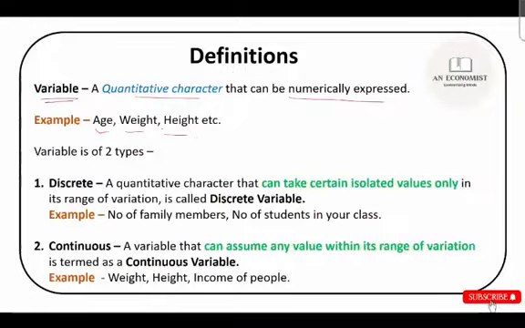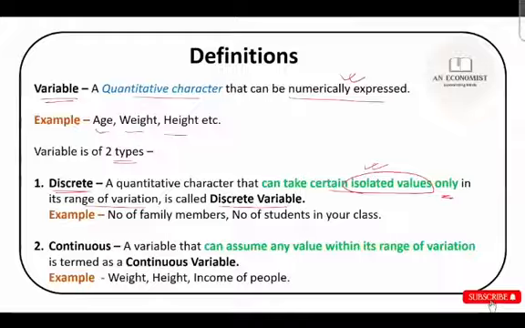So you can measure it. Exact measurement can be done and they can be expressed numerically. So they are variable in nature, and it is again of two types. Discrete. What is discrete data? A quantitative character that can take certain isolated values only. That can take certain isolated values only in its specific range of variation is called a discrete variable.